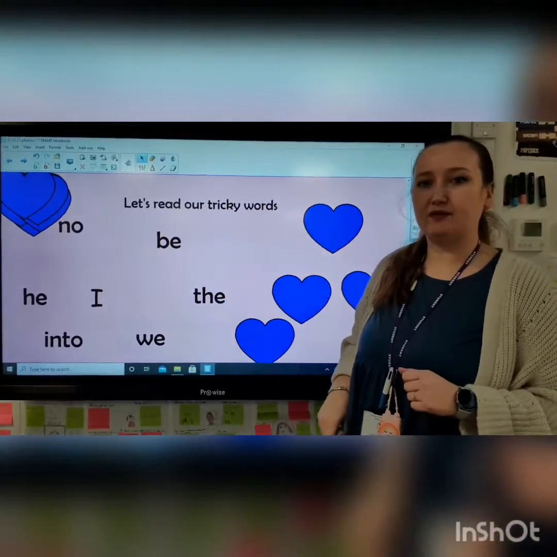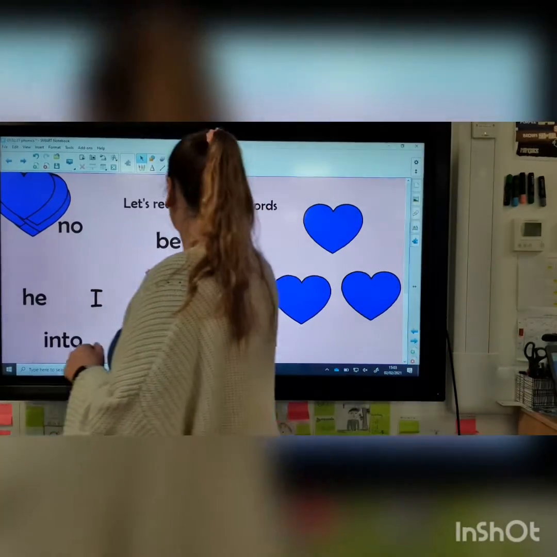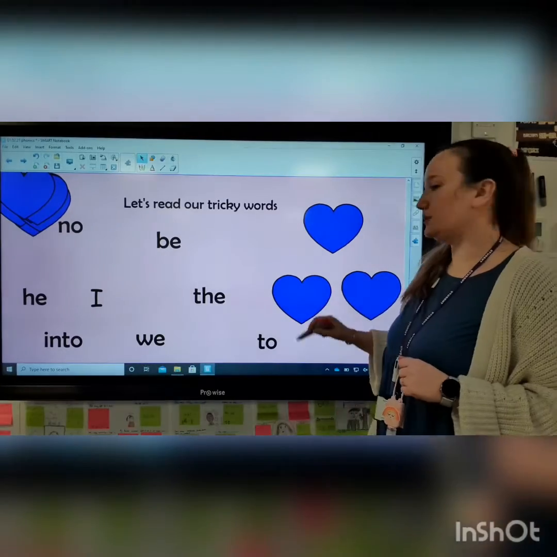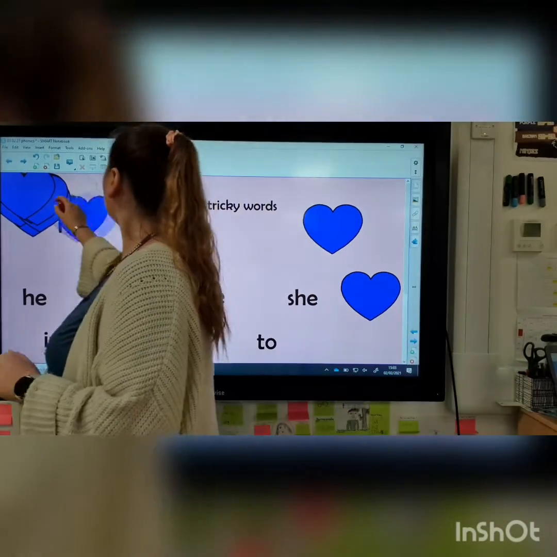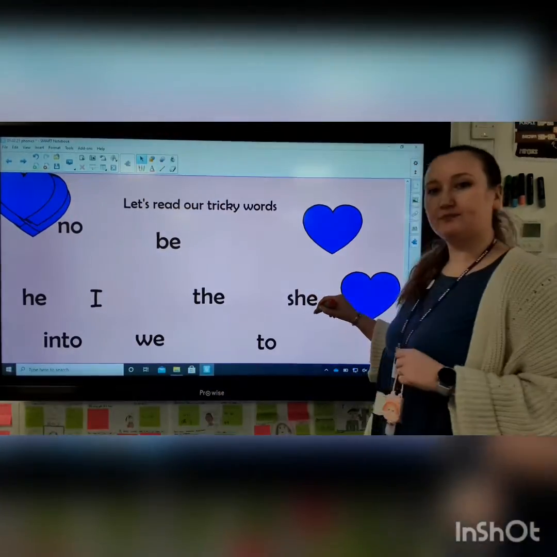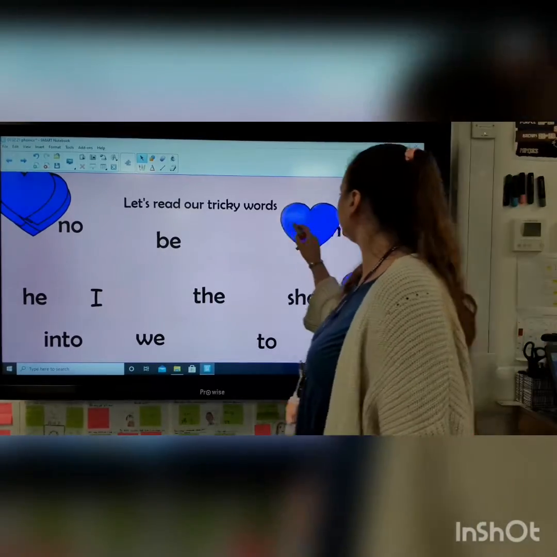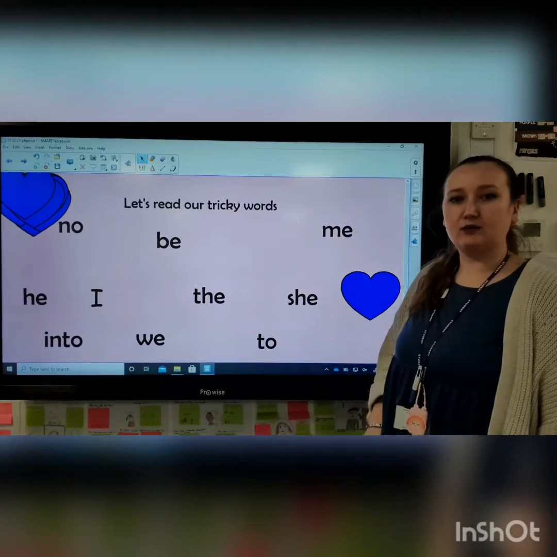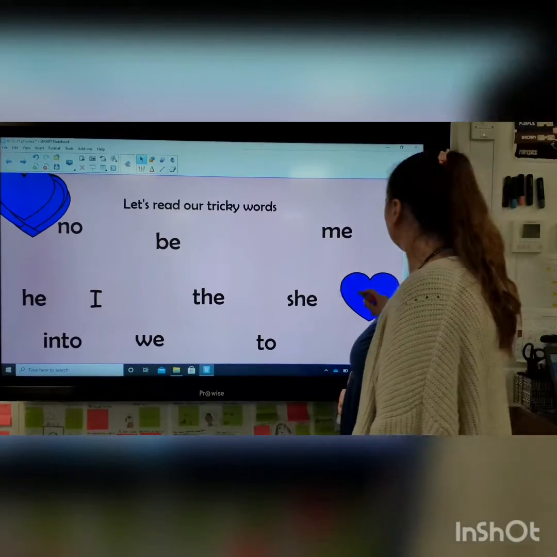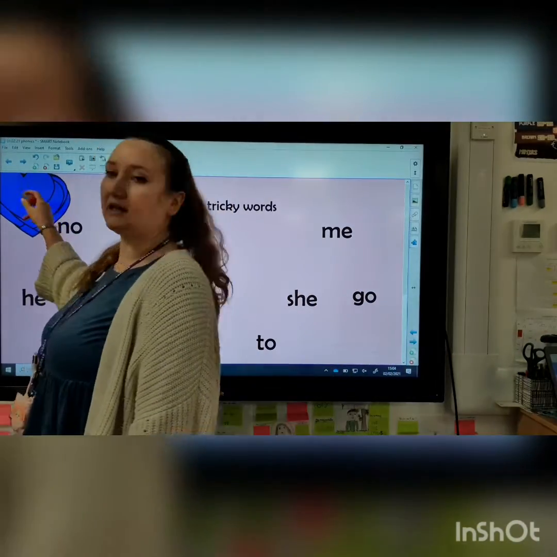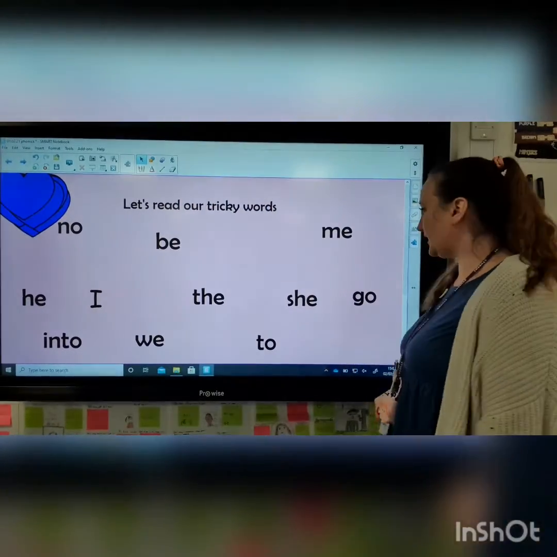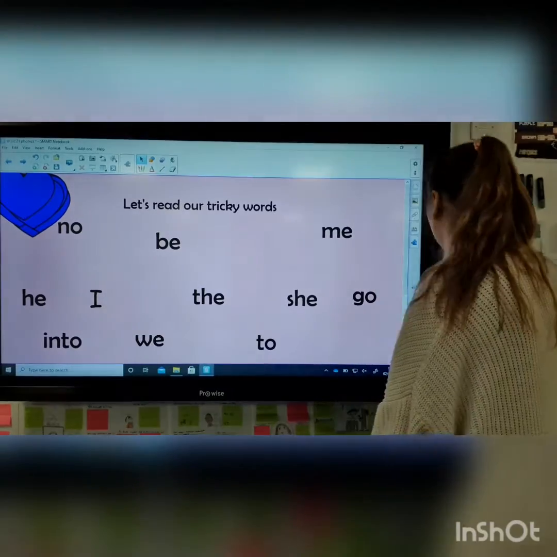This one, the. This one, two. And this one, she. This one, one of our new ones from yesterday, me. And lastly, this one, go. Okay, all of those tricky words we have learned.